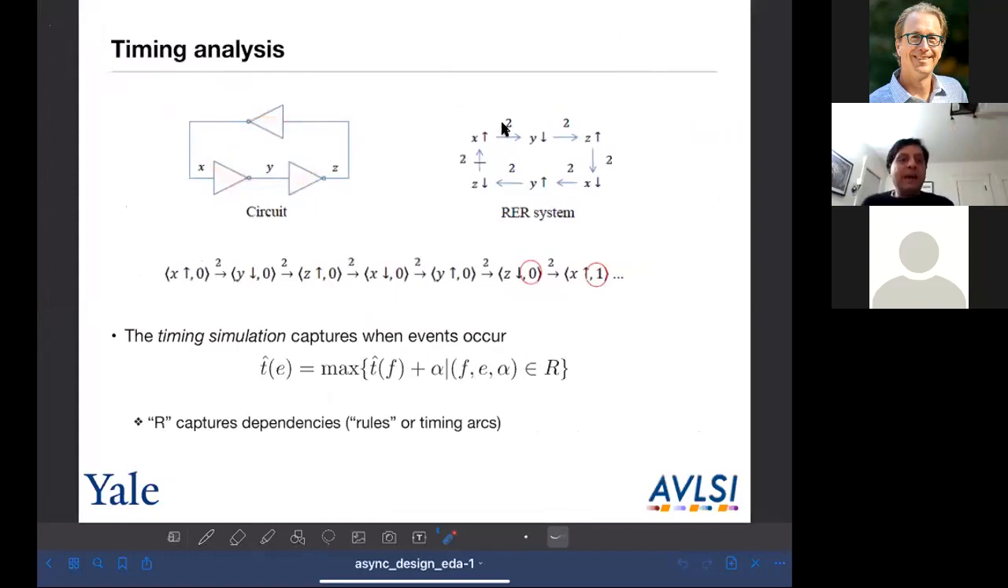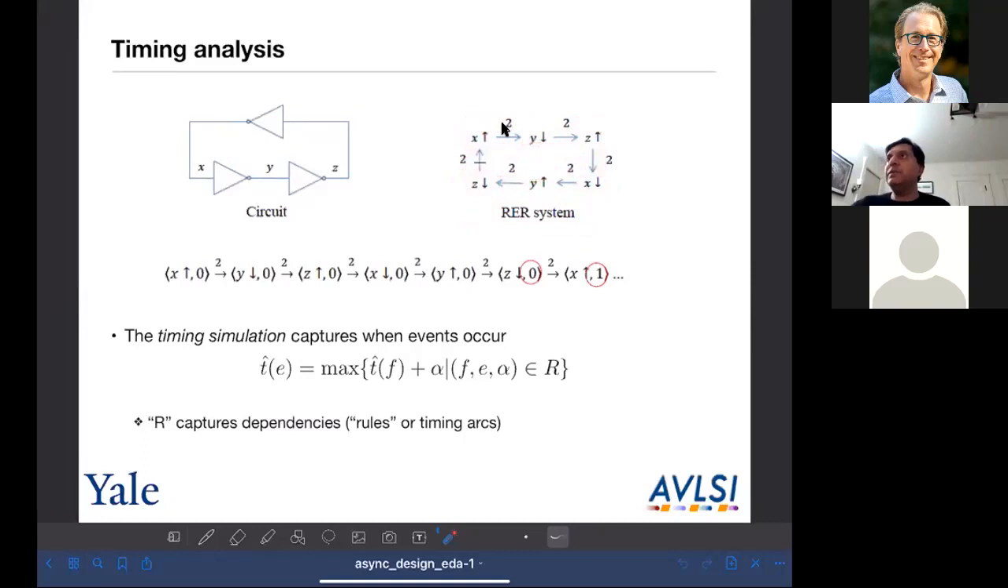Now we capture the fact that this is a ring oscillator with something which was called a repetitive eventual system. So think of this as the timing graph, okay? So you say X goes up, then Y goes down, then Z goes up, then X goes down, then Y goes up, then Z goes down, and then this is my delay, right? So this is my dependency chain. And I have one little difference. So there's a cycle in this graph, right? Which is what people are not used to seeing in a timing graph.